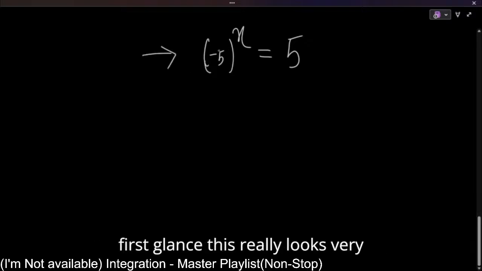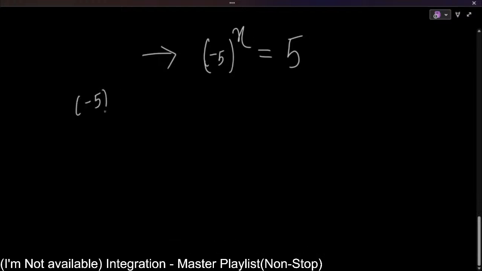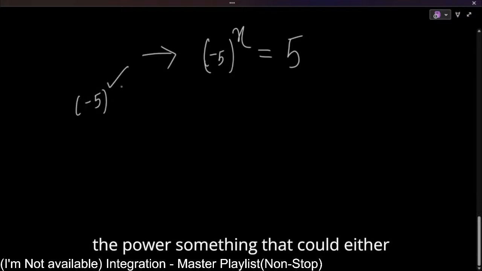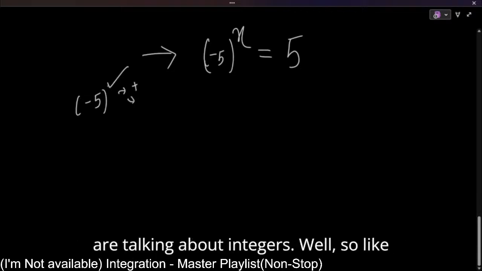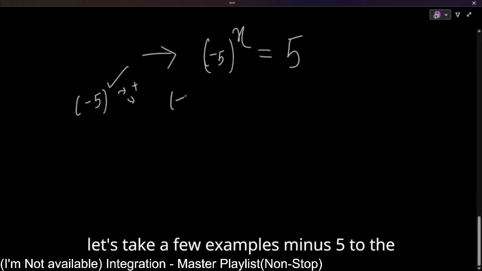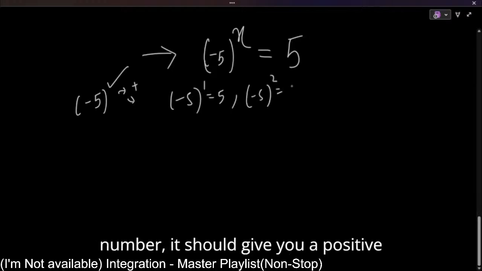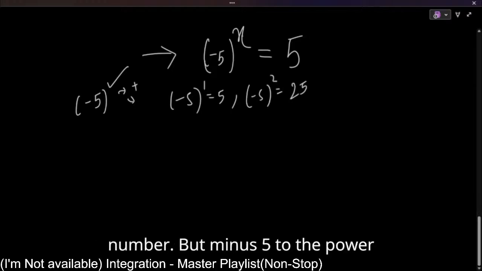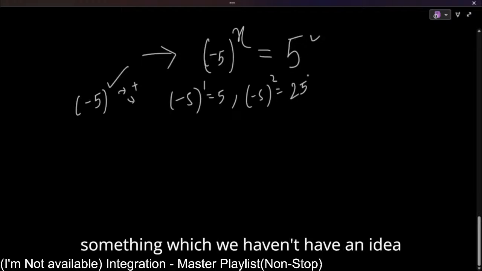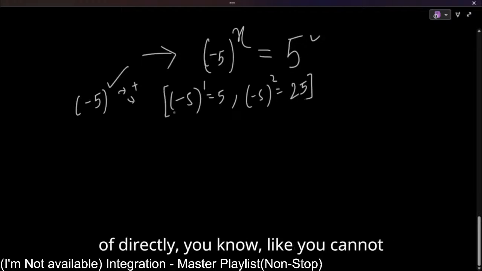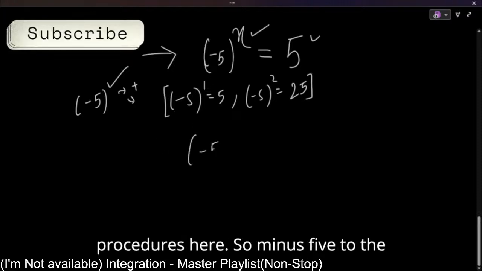Now, at first glance, this really looks very difficult because, as you can understand, -5 to the power something would either produce a positive quantity or a negative quantity, depending on the exponent, if you are talking about integers. Let's take a few examples. -5 to the power 1 should be -5, and if you do an even number, it should give you a positive number. But -5 to the power something which should produce a positive number, 5 itself, is something we don't have an idea of directly. You cannot guess the value of x directly from here, but we will follow standard mathematical procedures.